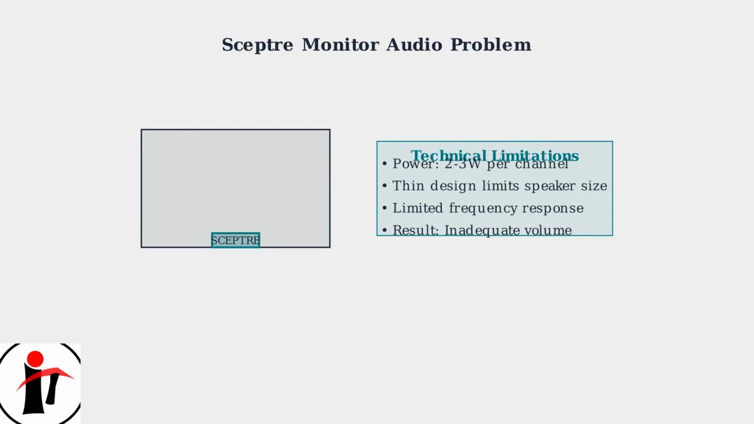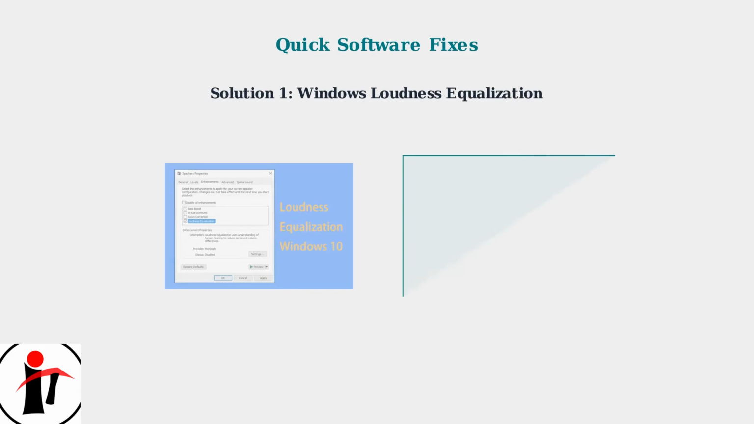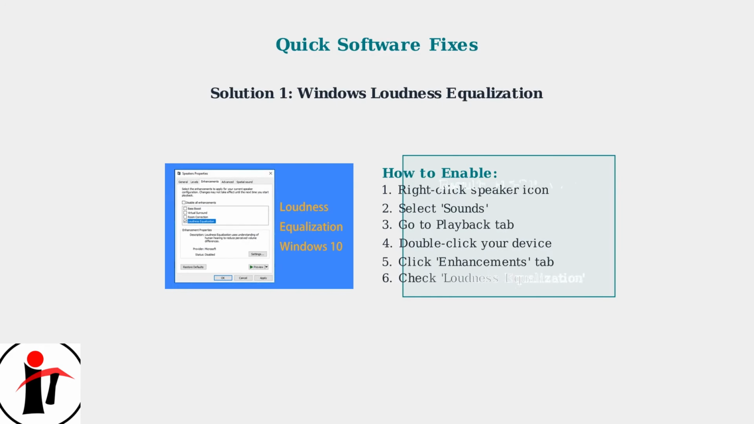Most Sceptre monitors feature only 2 to 3 watts per channel of speaker power. This low wattage, combined with the thin monitor design that restricts speaker size, results in audio that's often too quiet for comfortable use. Before buying external speakers, try these free software solutions.